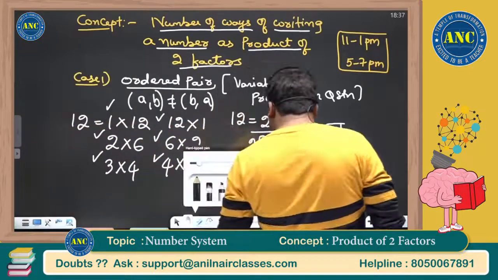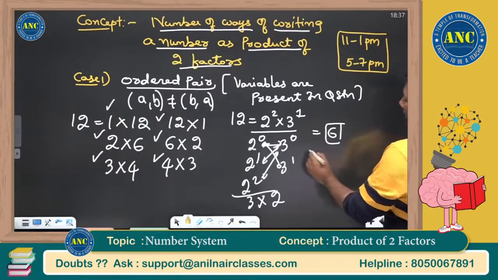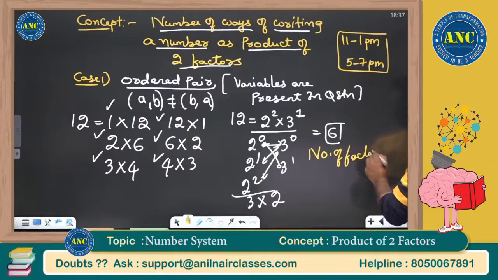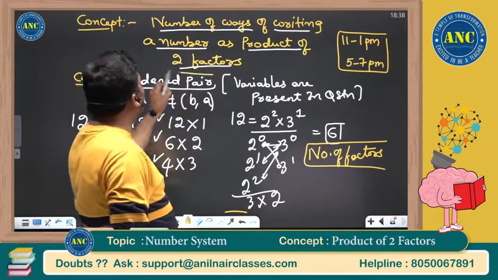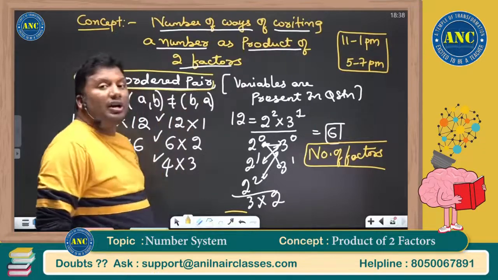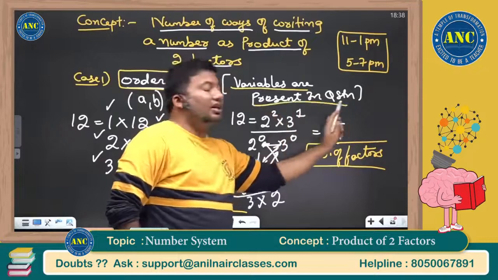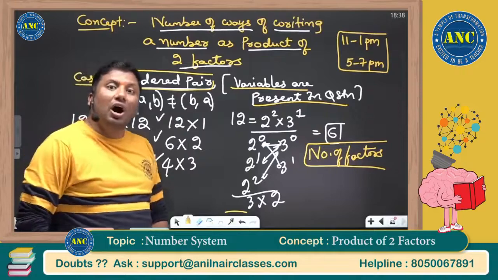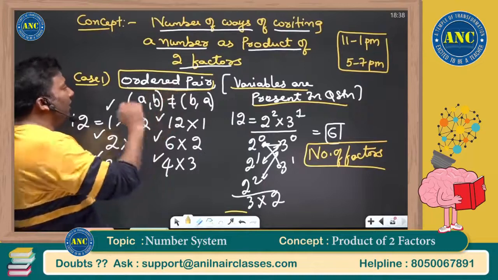Please write down this important point. The number of ways of writing a number as a product of 2 factors is equivalent to the number of factors, in an ordered pair. When to use an ordered pair? We will use an ordered pair if the variables are present in the question. If the variables are not present in the question, then we will use an unordered pair.